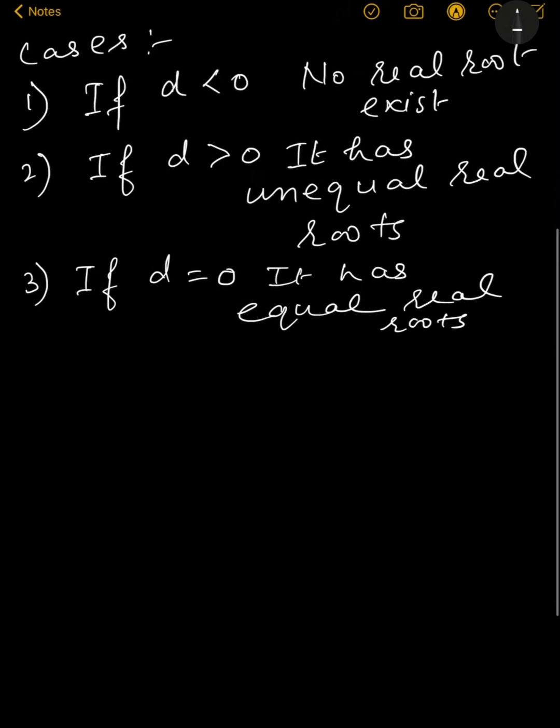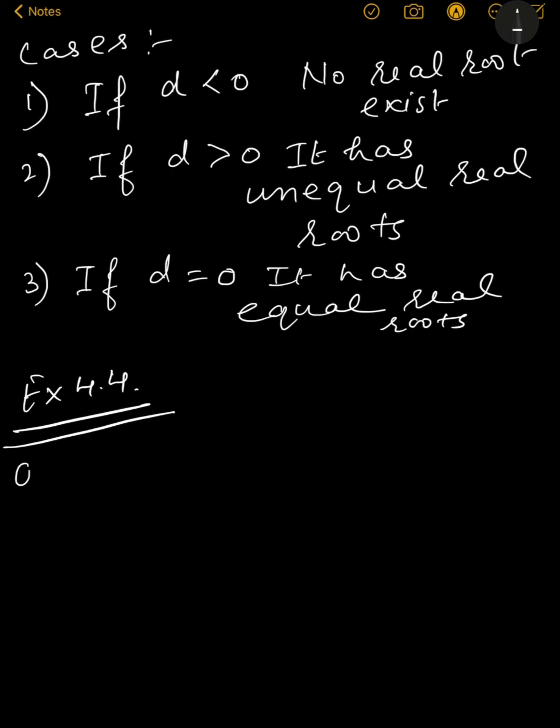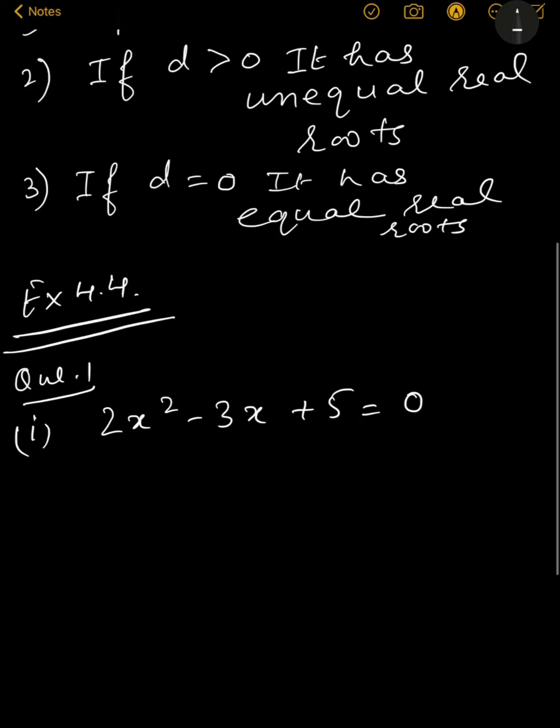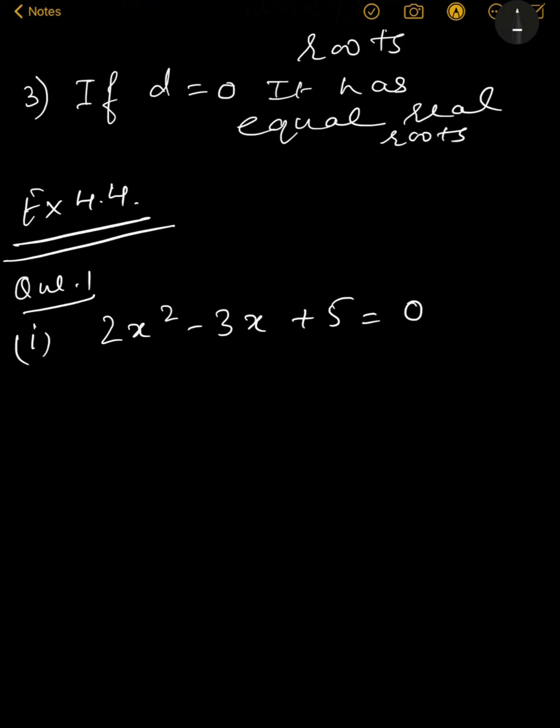So let us consider exercise 4.4. Question number 1, first part, 2x square minus 3x plus 5 equals 0. The question is find the nature of the roots, and if they exist, then find the value of the roots. So first of all you have to write a is equal to 2, b is equal to minus 3, c is equal to 5. Is it clear?